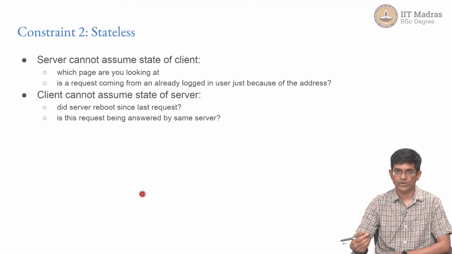Similarly, the client cannot assume any state of the server. Is this the same server I spoke to yesterday? Is this response coming from the same geographic location? Has this server been up for one day or one hour, or did it just get rebooted a few seconds back? None of that information is typically known to the client, and it need not be known. So statelessness basically means that you have to design your software such that it will work without knowing any of these things in detail.